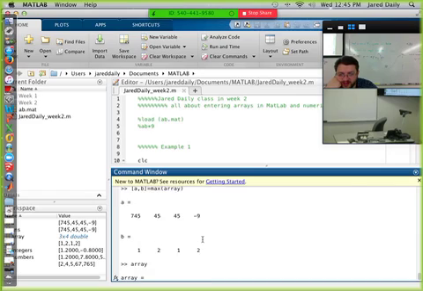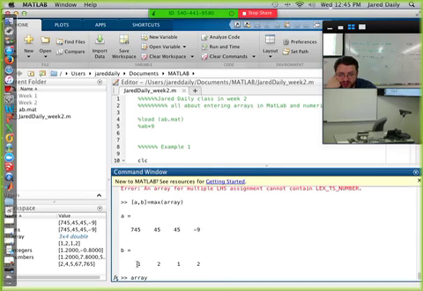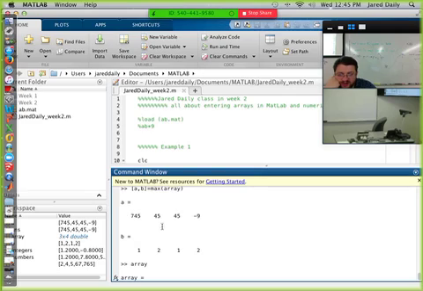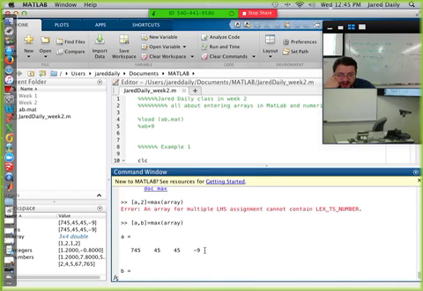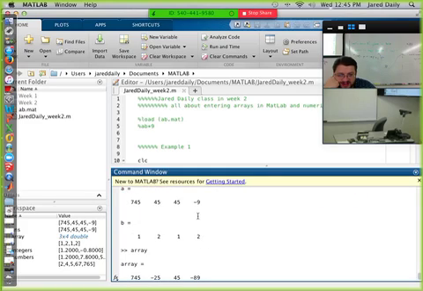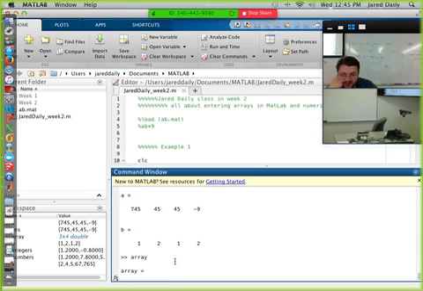So the 745 was in the first row, right there. 45 was in the second row here. 45 was in the first row here, so that's the first row. And then -9 was in the second row. So that's what it does. It tells you what the maximum is and what row it's in. And each column, of course, is delineated there. So now we learned what max does in two instances.